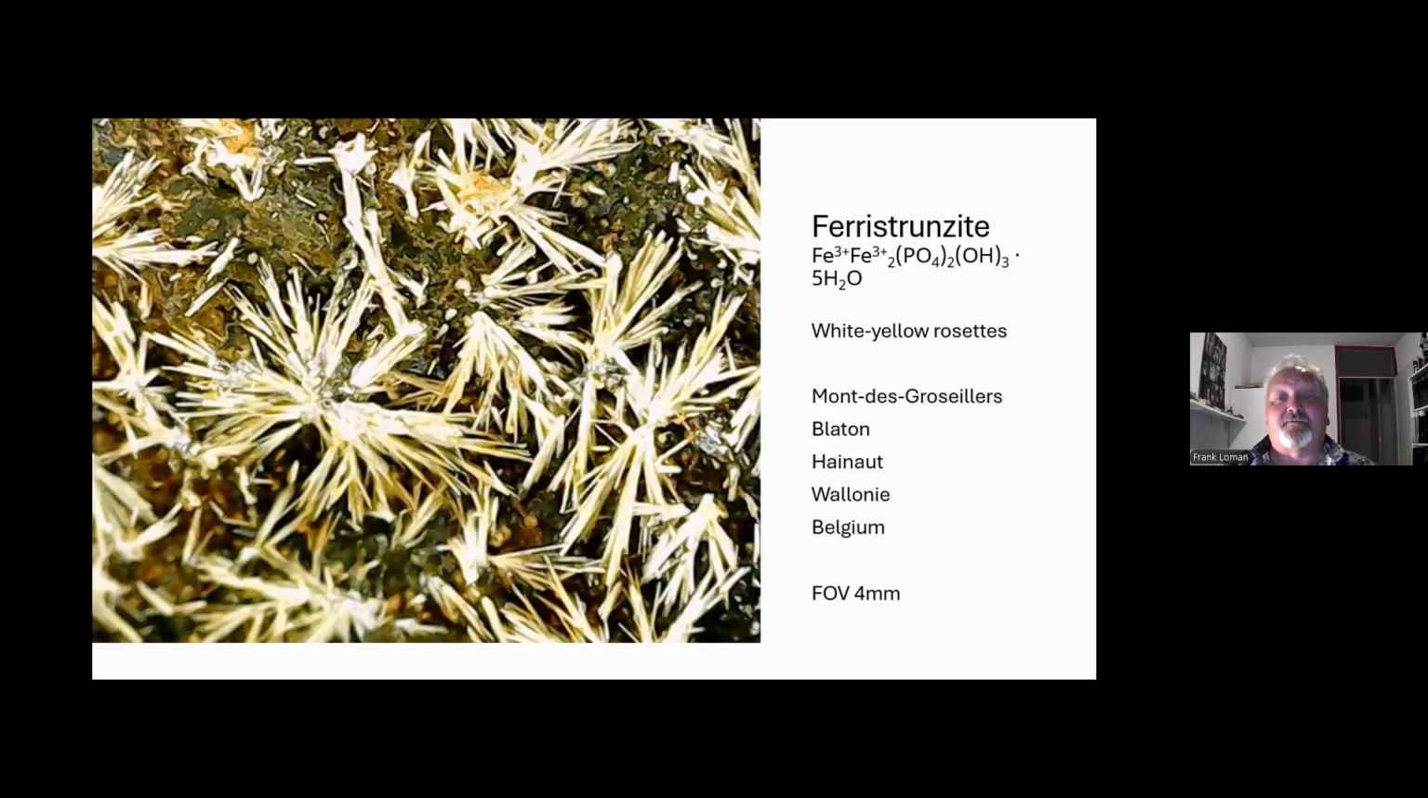Then we got ferrostronzite, which forms white-yellow rosettes. I've got quite a few of those, and they also come from Blaton in Belgium. You cannot go there anymore. It's not allowed to collect anymore these days.